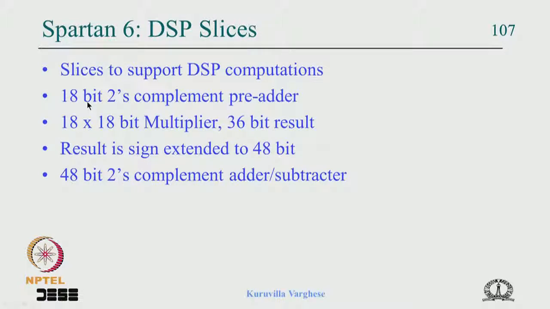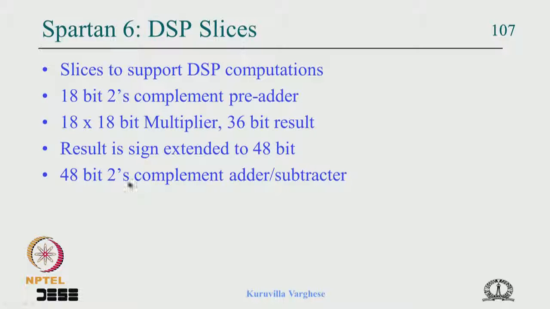You have a pre-adder, an 18-bit 2's complement pre-adder. That means you can do signed 18-bit addition in the pre-adder, and that added output can go to a multiplier, which is an 18 by 18 multiplier. So two 18 bits can be added and that can go to the multiplier. It can multiply another 18 bit which is coming from a separate port. It produces a 36 bit result. Now this can be sign extended to 48 bit and it is followed by a 48 bit 2's complement adder subtractor.